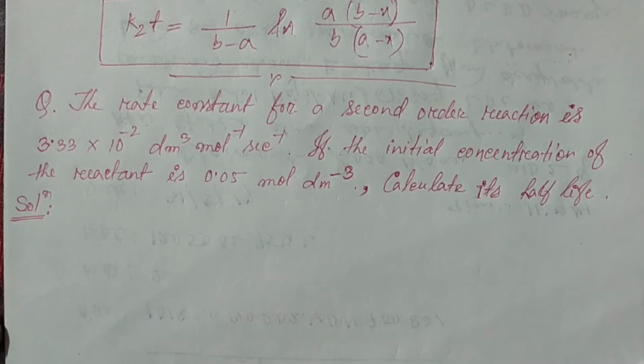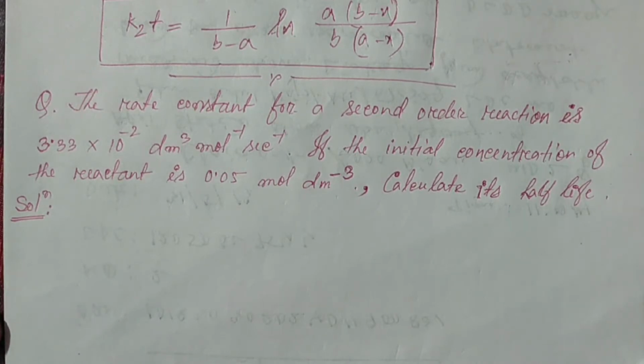Now let's solve a problem. In this question they are saying that the rate constant for a second order reaction is 3.33 × 10^-2 dm³ mol⁻¹ s⁻¹. If the initial concentration of the reactant is 0.05 mol dm⁻³, calculate its half-life.